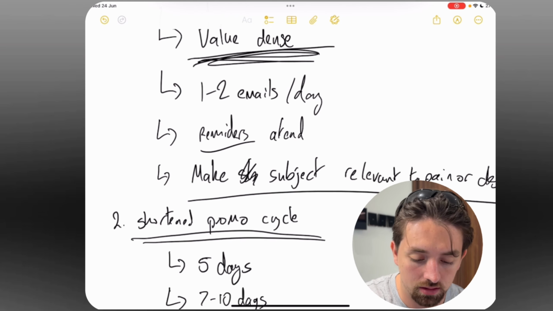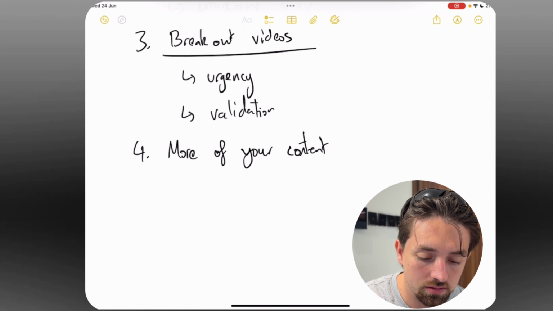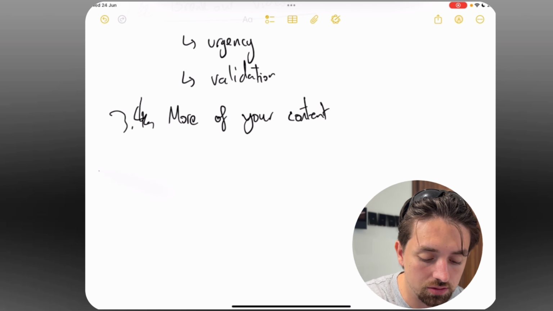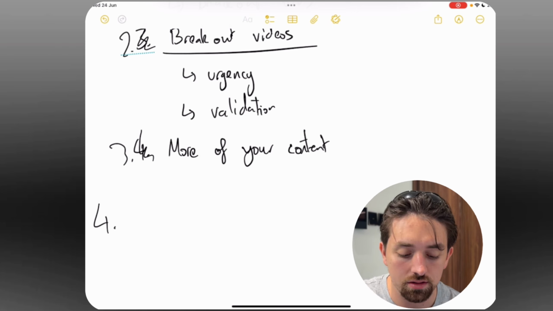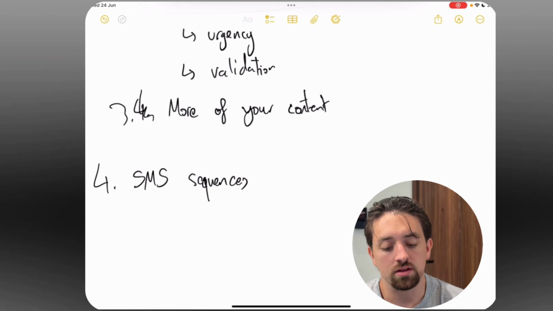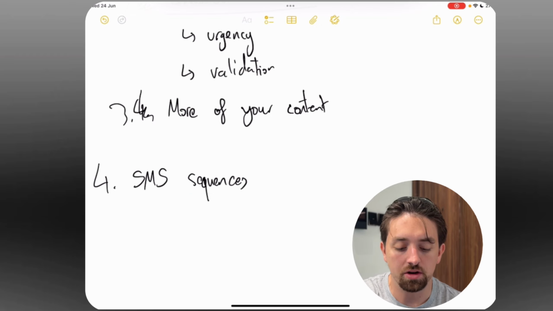So that's the 3rd thing that you can do. The 4th thing that you need to do is SMS sequences. So always have SMS set up. If you don't, you are losing out on money. And this is very simple. These are just reminders, to keep it very straightforward.